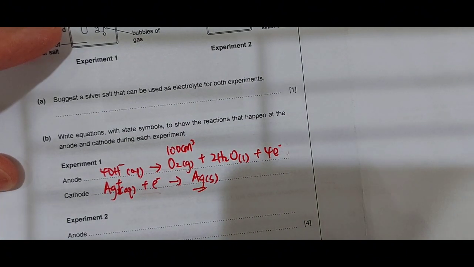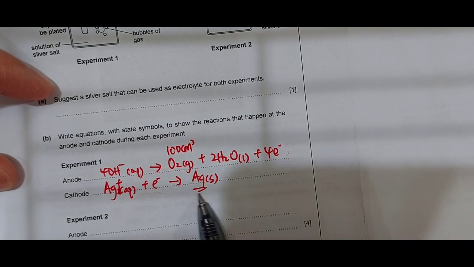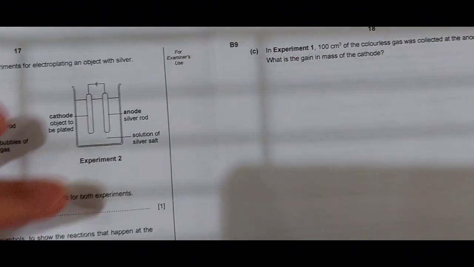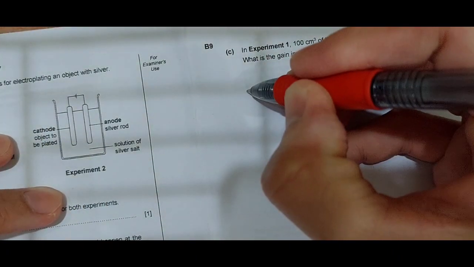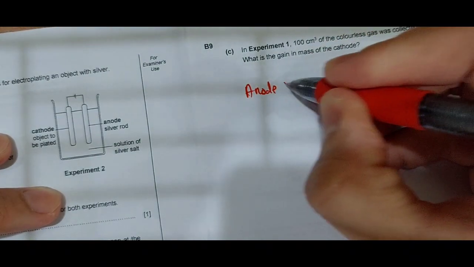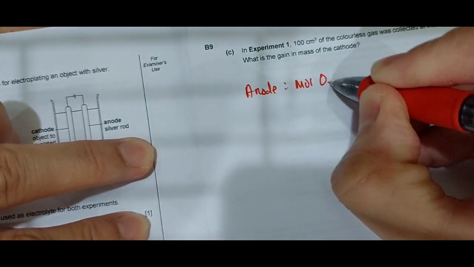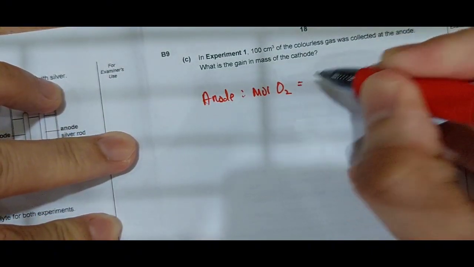First of all, in order to produce this 100 cm³ of oxygen, what is the number of mole of electron needed? Then using the same number of mole of electron needed, you find out the gain in mass of the silver produced, or discharged, at the cathode. So first step, you need to find out the mole ratio. At the anode, your mole of oxygen. First of all, you have to find out 100 cm³, how many mole?